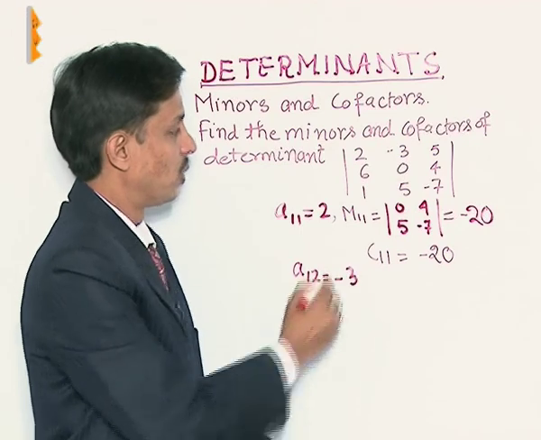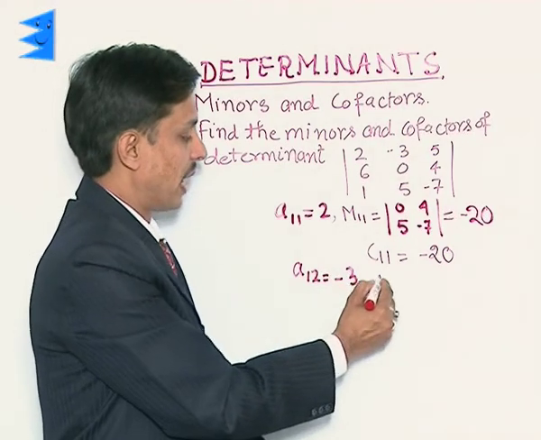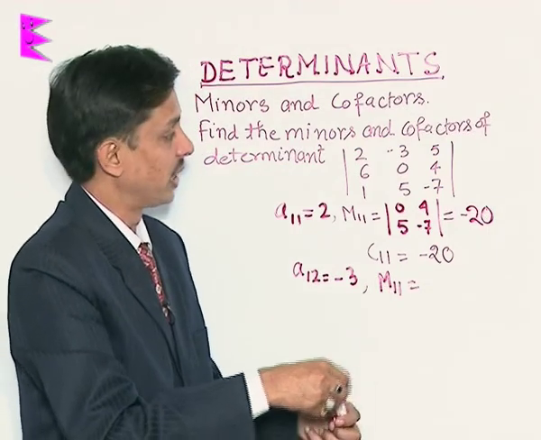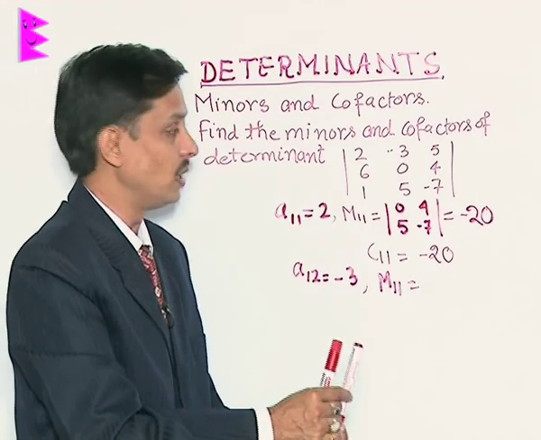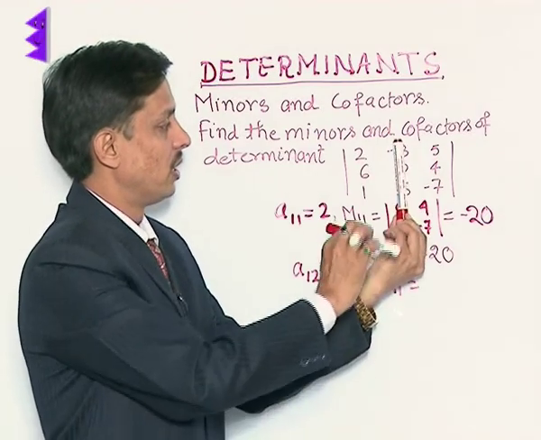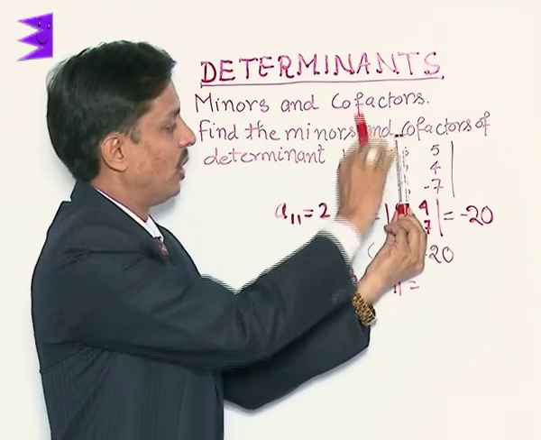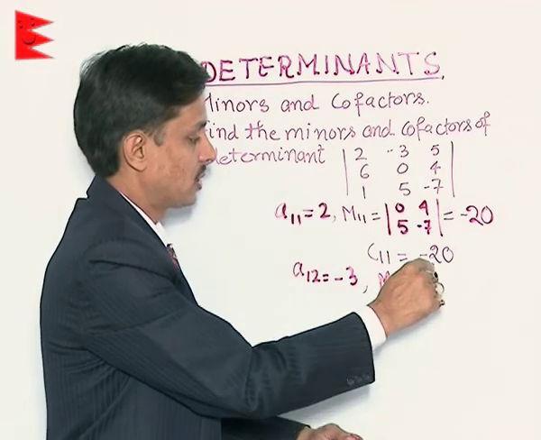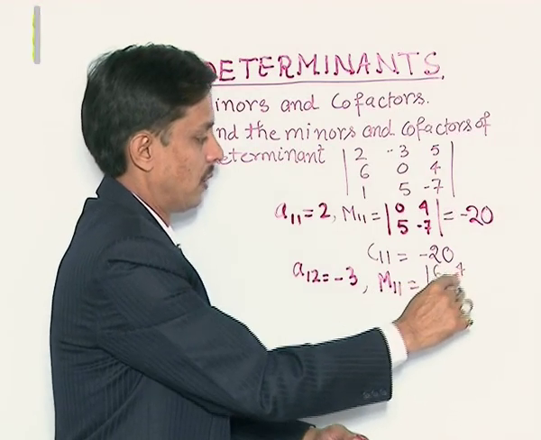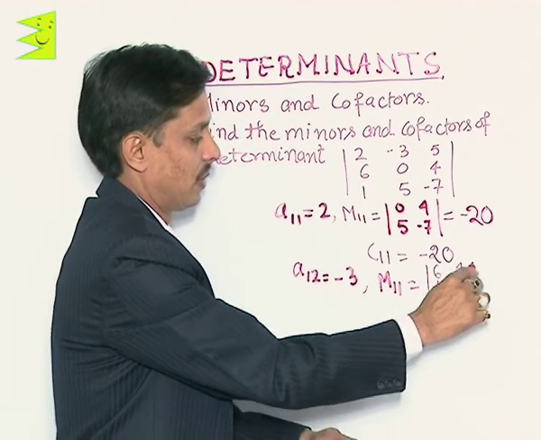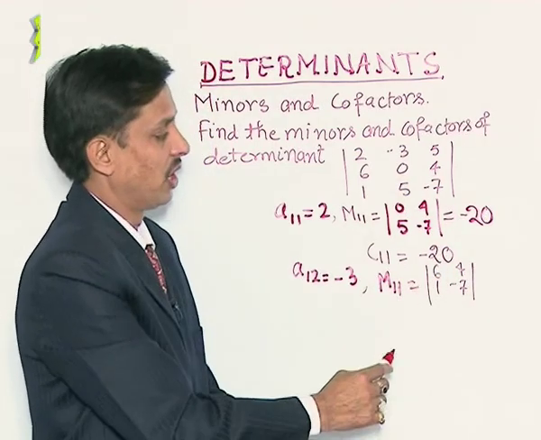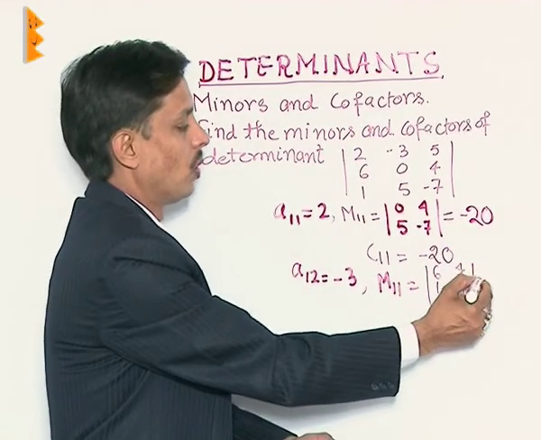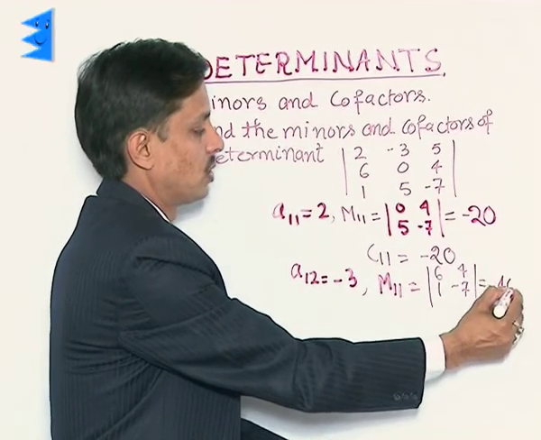Now if we want to obtain the minor of the second element of the first row, that is A12, the element is -3. To calculate its minor, I need to hide the column and row to which this -3 belongs. So if the second column and first row are hidden, we are left with 6, 4, 1, -7. I can write here 6, 4 and then 1, -7. If we go for the cross multiplication of this, 6 times -7 is -42, minus 4 times 1, this becomes -46.